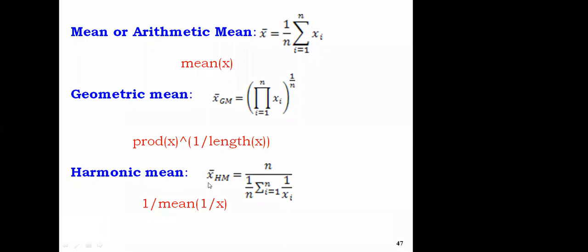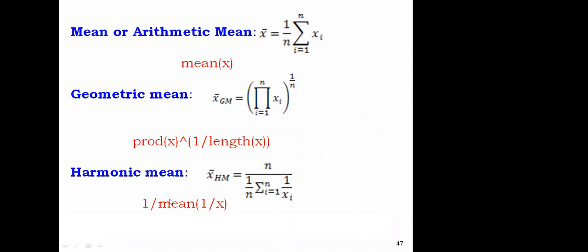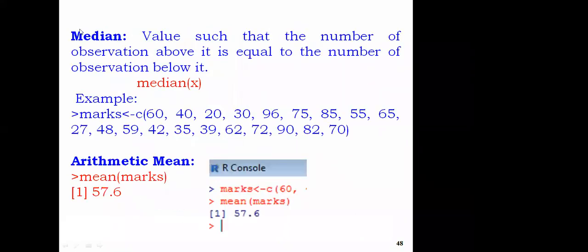Then the harmonic mean, x bar, is equal to small n divided by summation i goes from 1 to small n of 1 by xi. So in R this is 1 divided by mean within the bracket 1 divided by x. This is the reciprocal of the arithmetic mean of the reciprocals of the variate values. Then what is the median? Median is the value such that the number of observations above it is equal to the number of observations below it. So we write median within the bracket x.